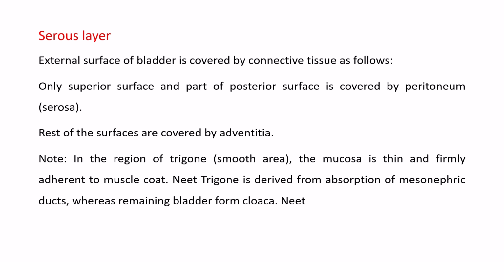Serous layer: the external surface of the bladder is covered by connective tissue. Only the superior surface and part of the posterior surface is covered by peritoneum. The rest of the surfaces are covered by adventitia. In the region of the trigone, the mucosa is thin and firmly attached to the muscle coat. The trigone is derived from absorption of mesonephric ducts, whereas the remaining bladder is derived from the cloaca.